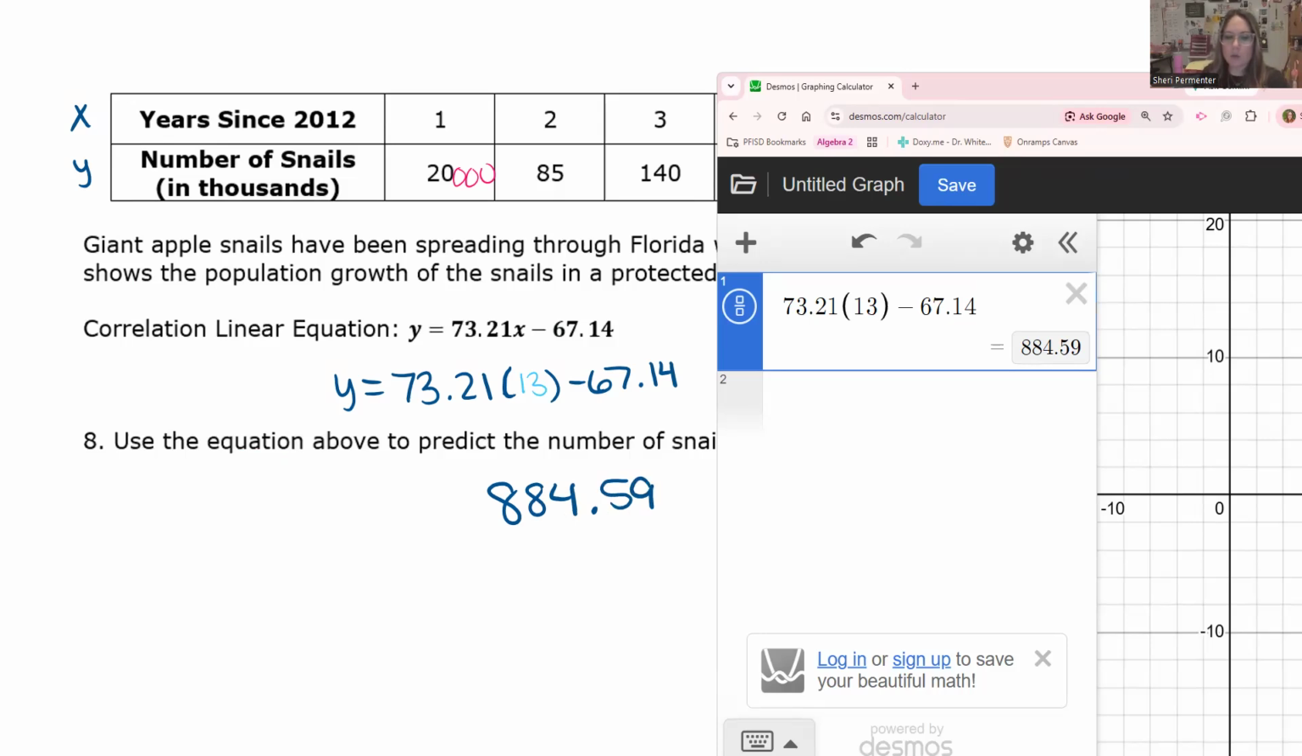All right, so what we're going to do is move the decimal 3 places. 1, 2, 3. If I move it to right here, I'm missing a 0, so I add a 0. So I get 884,590.